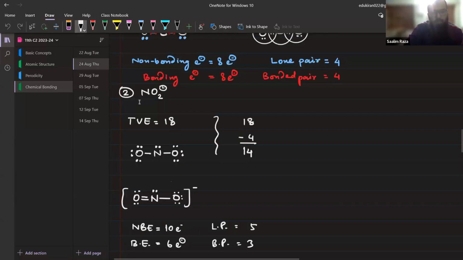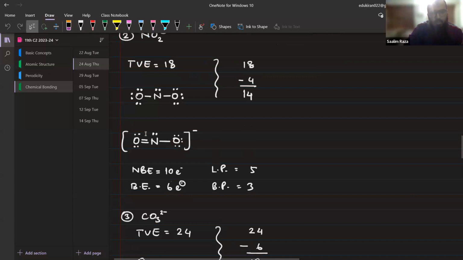In these cases, if you look at the structure of NO3 negative, the double bond we have between nitrogen and oxygen could have been here as well. Nitrogen, double bond oxygen and single bond oxygen, like this. I have written it like this also.